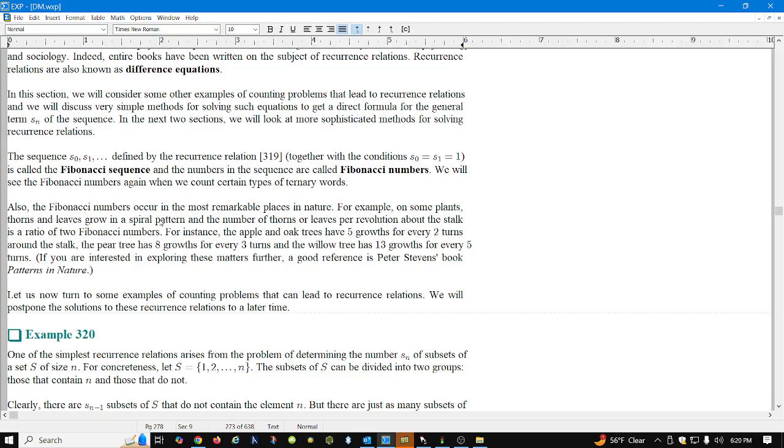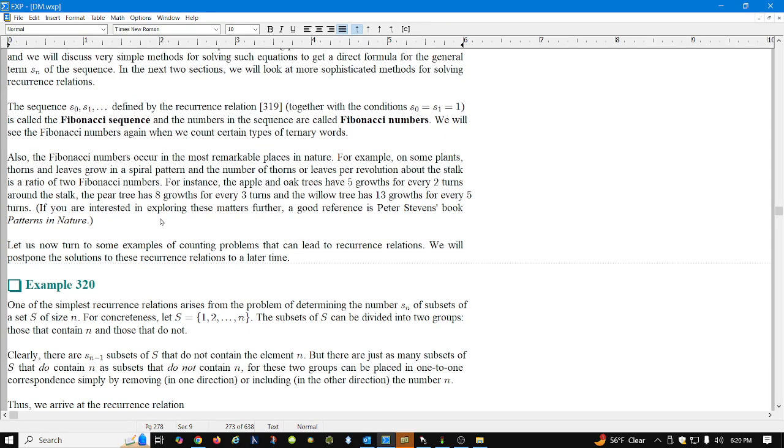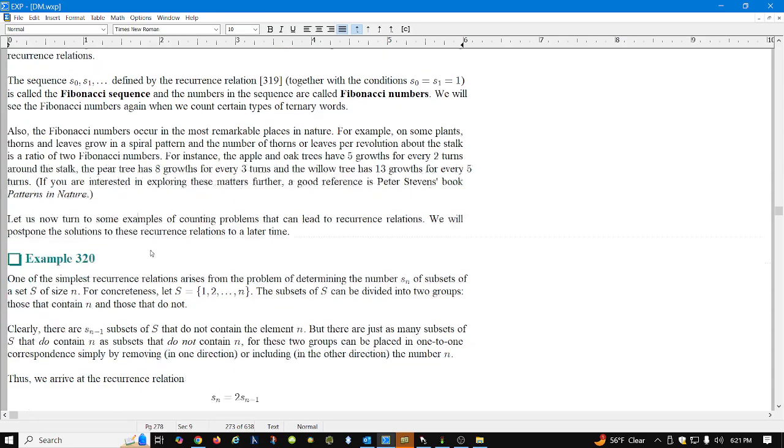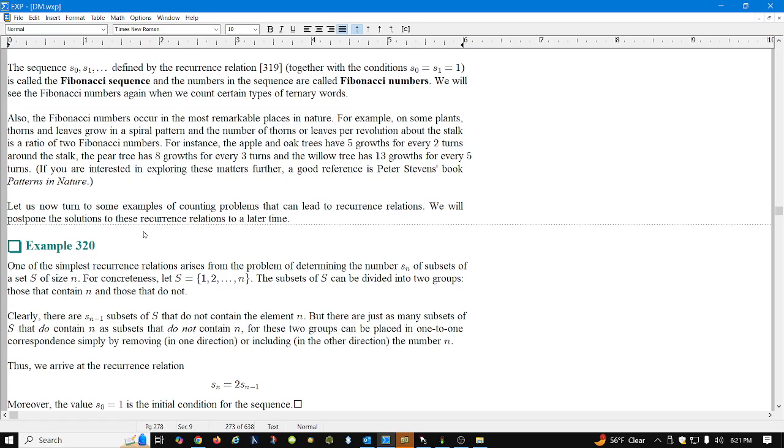Okay, so let's turn to some examples of counting problems that lead to recurrence relations in a more or less natural way. I'm not going to attempt to do the solutions when we look at these examples. That will come later. I may do some, but one of the simplest recurrence relations arises from the problem of determining the number Sn of subsets of a set of size n.